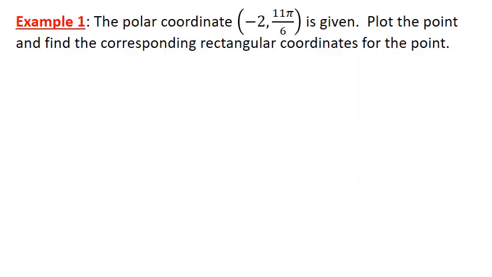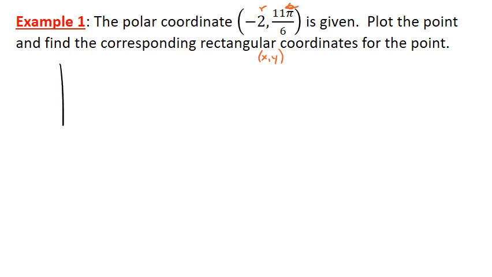In this example, we're given the polar coordinate (-2, 11π/6). What we want to do is plot this point and then find the corresponding rectangular coordinates, which are x and y for the point. So we are given r and theta.